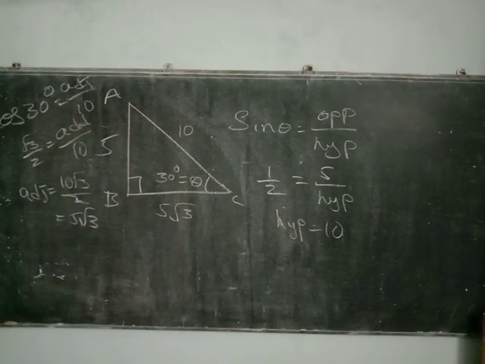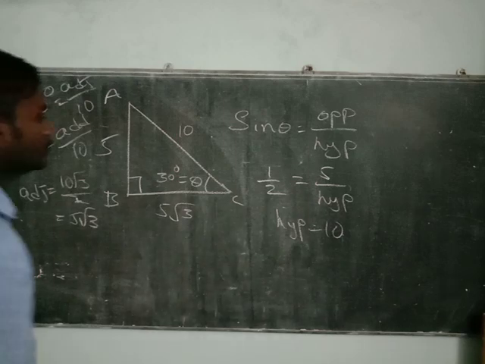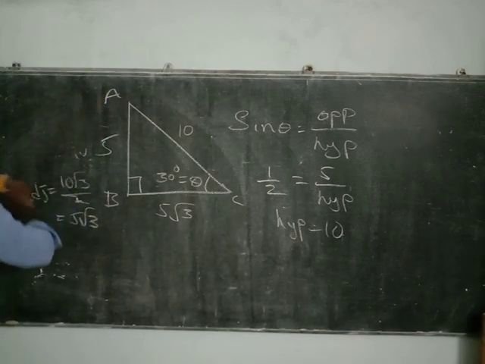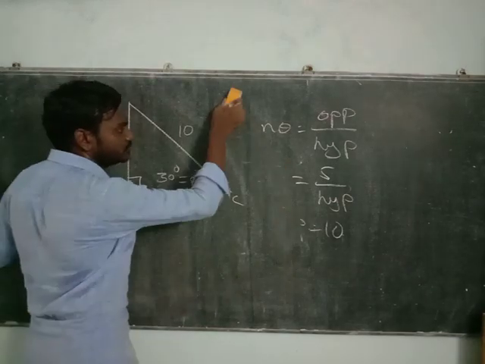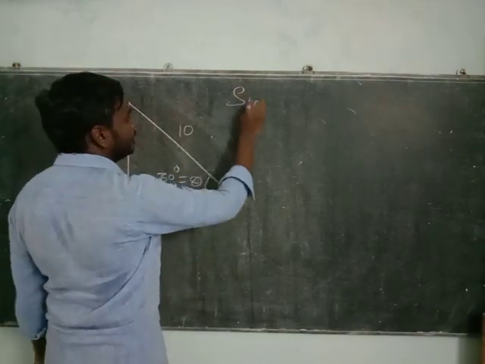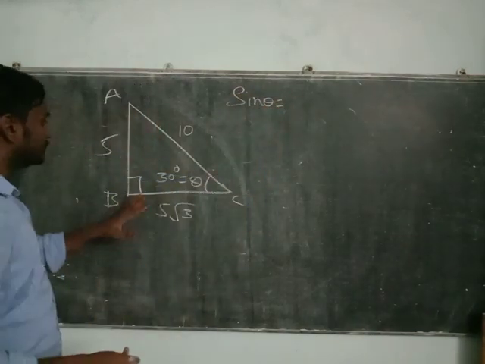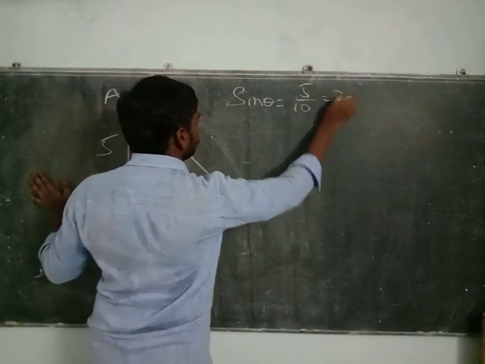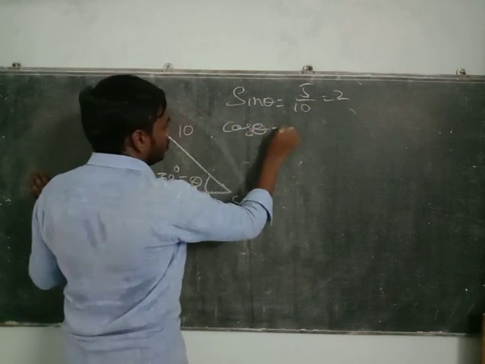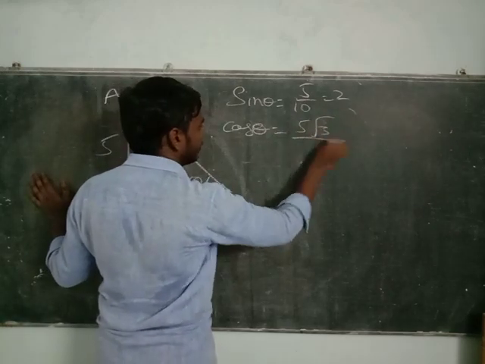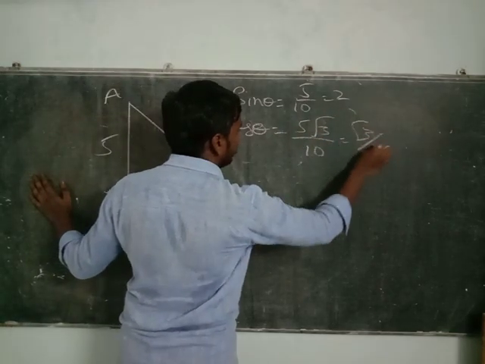Now you can find the remaining values, cos values, sin values, or whatever it might be. Taking this example, I am going to find all the values. Sin theta is nothing but opposite by hypotenuse, that is 5 by 10, that is equal to 1 by 2. Cos theta, adjacent by hypotenuse, so 5 root 3 divided by 10, that is equal to root 3 by 2.